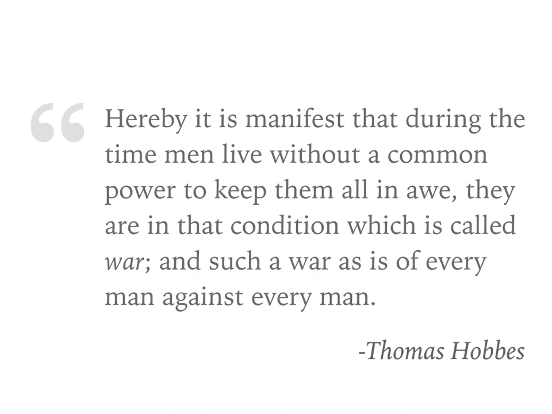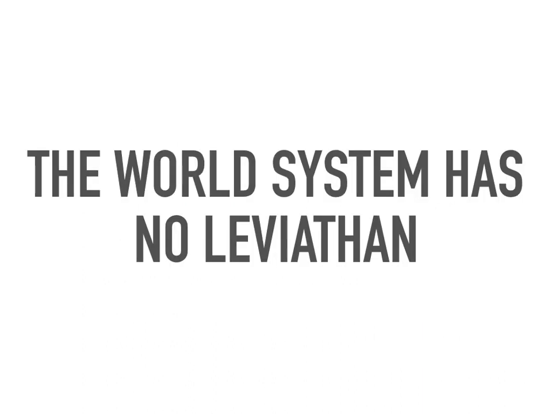In fact, this idea of an anarchic world system comes directly from Hobbes' state of nature. In fact, when Hobbes talks about the idea that where there is no power keeping men in awe, it's a state called war, and such a war is of every man against every man, for a realist, that's sort of an accurate description of the world system, because inherently the world system has no Leviathan. The world system has no overarching power structure that countries can turn to for protection.